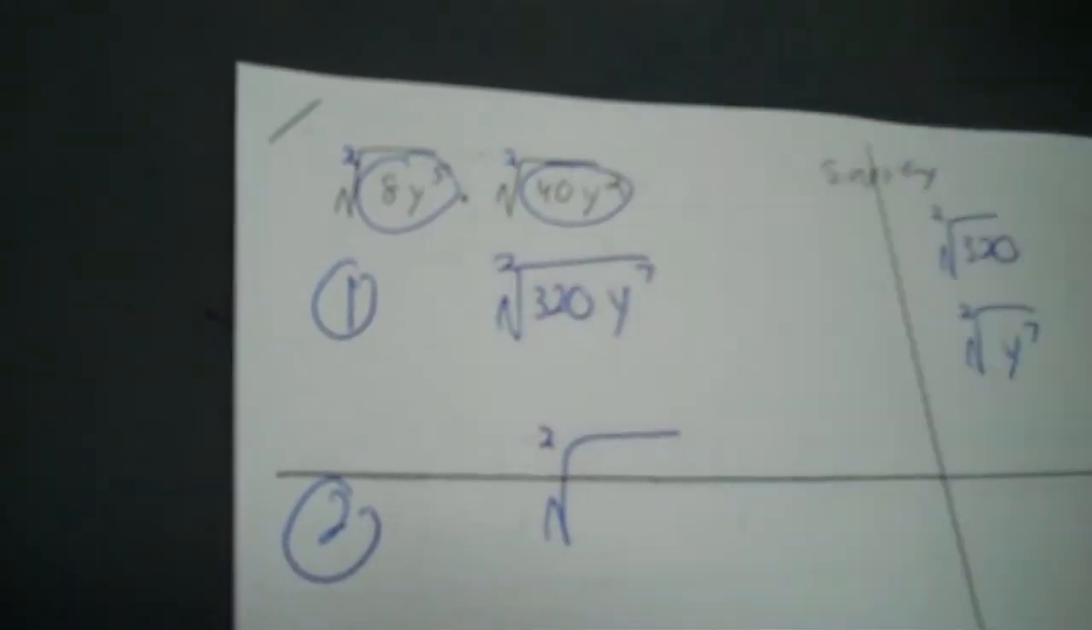Now, my next step is I'm going to put the square root of 320 like before, but then I'm going to put another radical 2 with a y to the 7th. Like that. So you're going to break it up into 2, and you're going to drop your 2 down. You don't have to put anything outside because there's no outsides that I had to deal with.